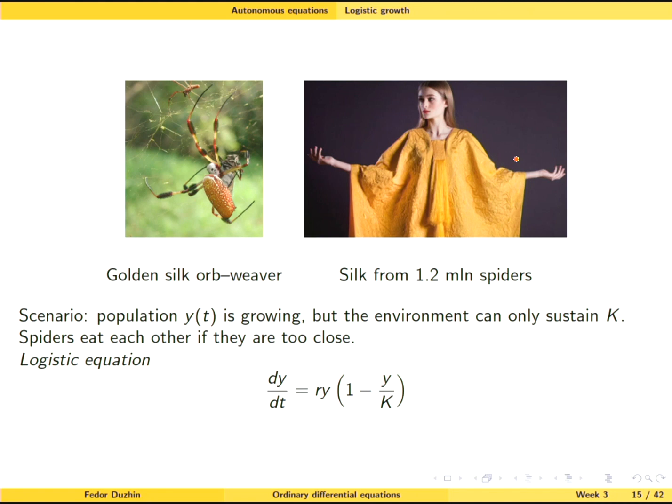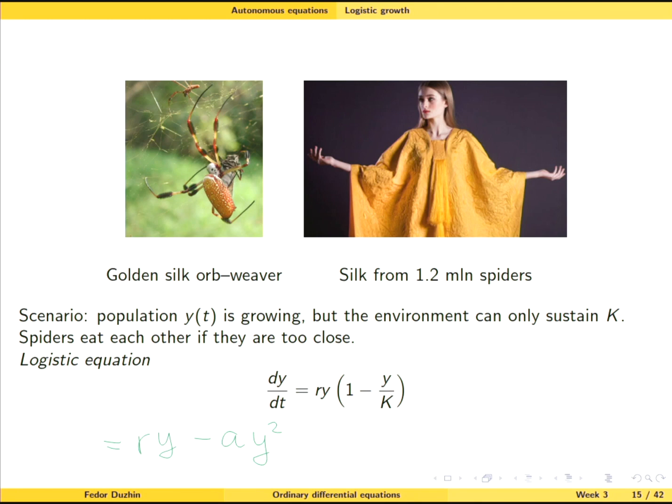So notice something interesting: in this logistic model, we can rewrite it. We can write that this is R times Y, and this term tells us that the growth rate of the spider population is proportional to the population itself. But then minus, what do I have to subtract? R over K times Y squared. So I will write A times Y squared, so minus some coefficient times Y squared.